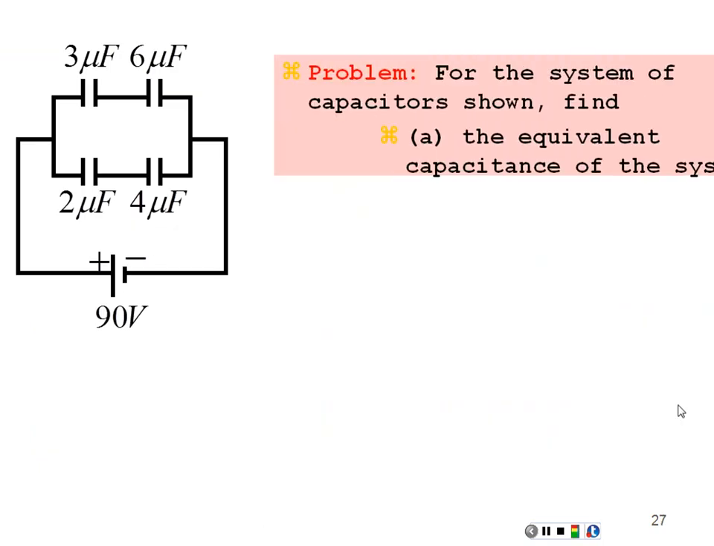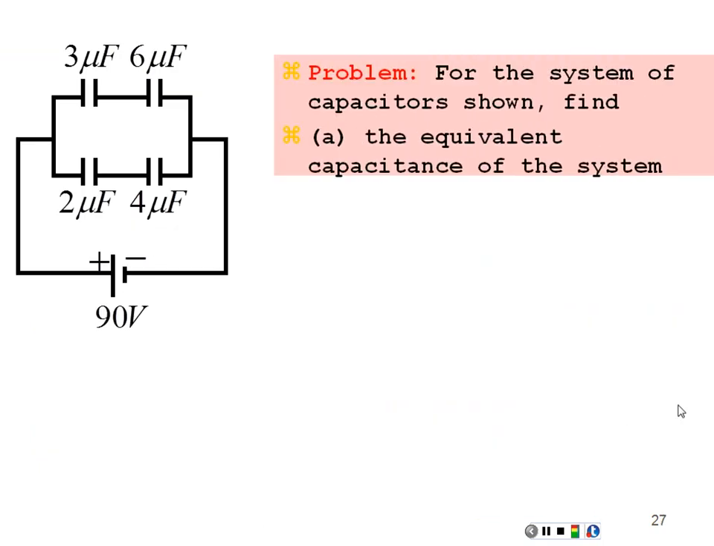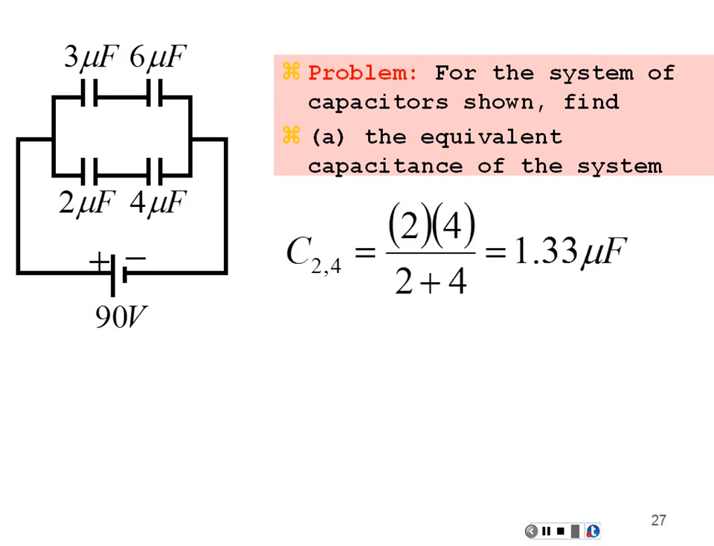Let's try another circuit. For the system of capacitors shown, find the equivalent capacitance of the system. We're looking at this. There's nothing in particular, no two devices in parallel, but we have this series combination of the 3 and 6 and a series combination of the 2 and 4. And there's only 2 of them, so we're going to do product over the sum. For the 2 and 4, it's going to be 2 times 4 over 2 plus 4.